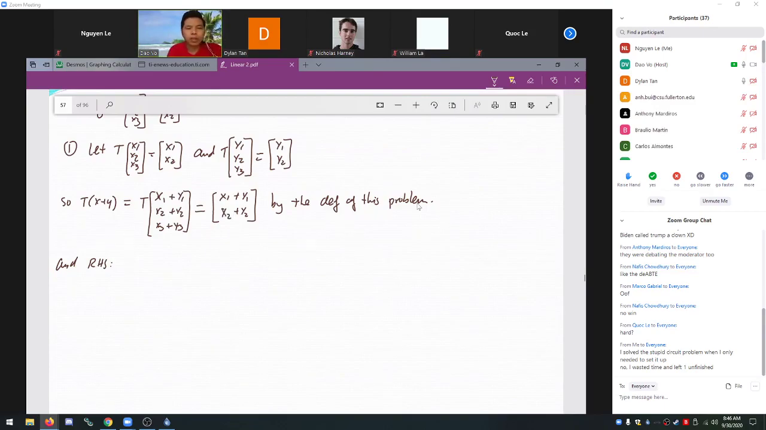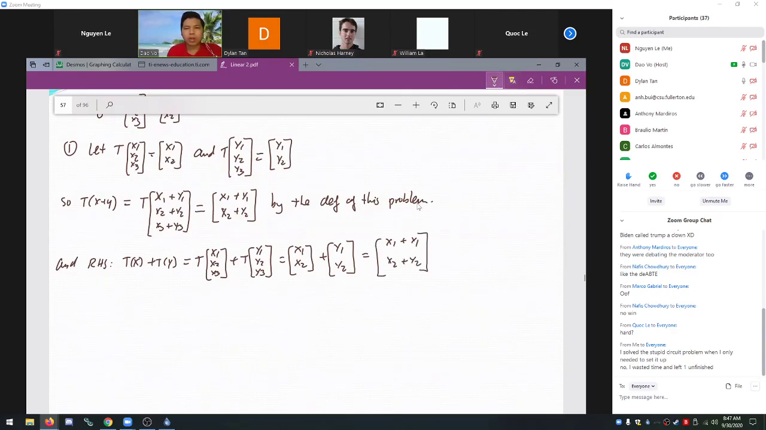So the right-hand side is T sub x plus T sub y. All right. So T of x plus T sub y is equal to T of (x1, x2, x3) plus T of (y1, y2, y3). So this gives us (x1, x2) plus (y1, y2). Okay. So this one, when you add two matrices, you will have (x1 plus y1, x2 plus y2).